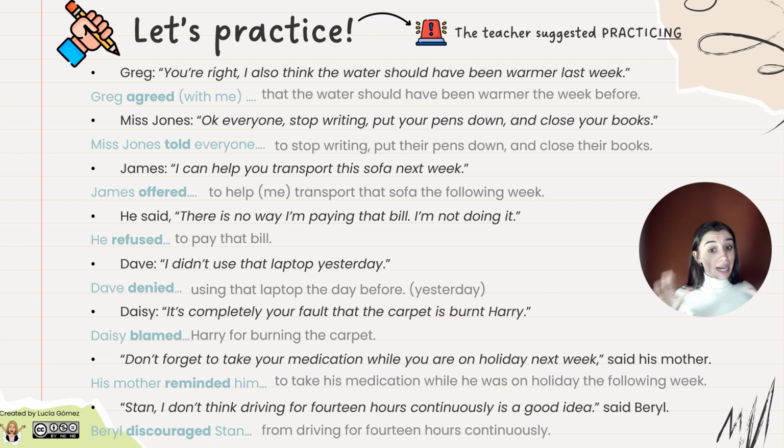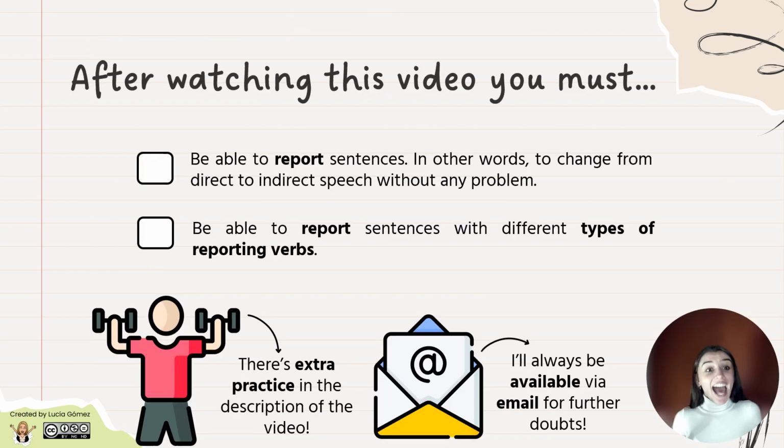But guys, don't panic. You're going to find a lot of exercises to practice, and to be honest, the most common ones are suggested, apologize for, promise to do something, and these kind of things. And this is it. After watching this video, you must be able to report sentences. So in other words, as I explained before, to change from direct to indirect speech without any kind of problem. But above all, you must be able to report sentences according to the different types of reporting verbs. Remember, and this is something that you need to practice quite a lot, the exercises that you can find in the description really help you. But you need to learn by heart the different structures of the reporting verbs.